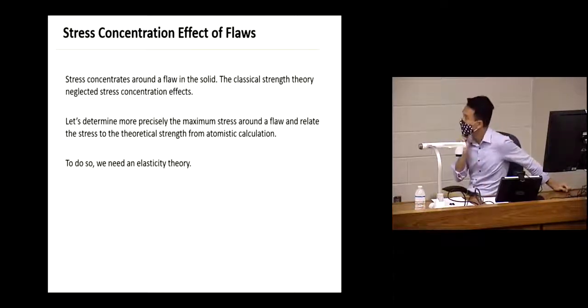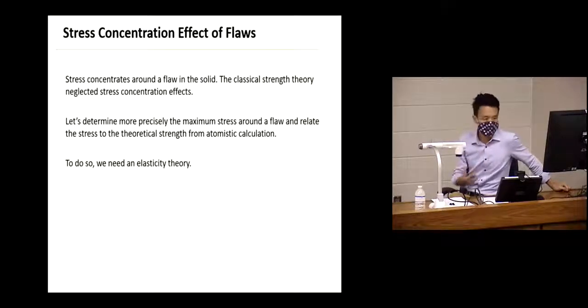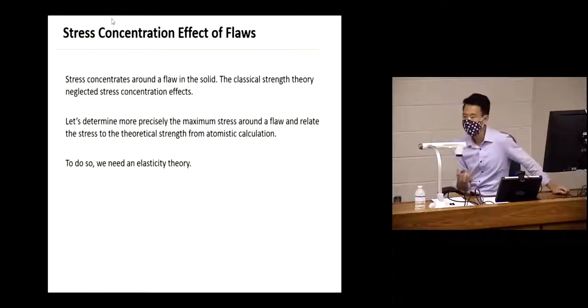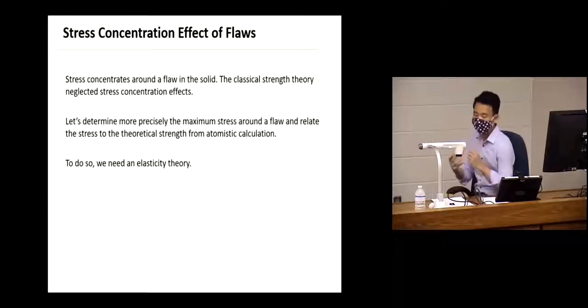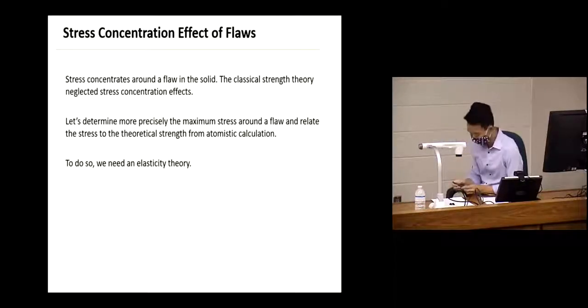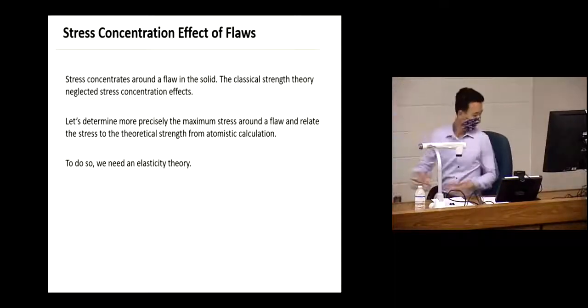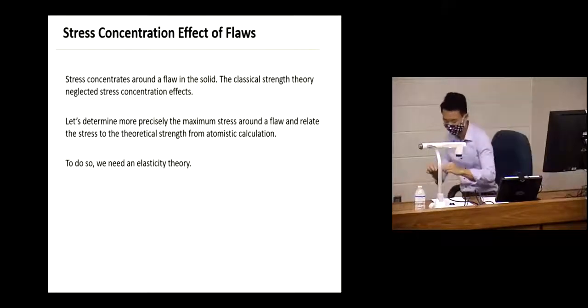Then issue number two is that if we compare the theoretical strength that we calculate based on atomistic calculation, atomic plane separation, that is going to be a few orders of magnitude higher than what we measure in the lab, right? So there is something that is not accurate in our calculation of the failure stress, right? When we are doing the classical strength theory. And we talked about the reason being that we have not taken into account the presence of flaws in the calculation of the critical stress inside the body, right?